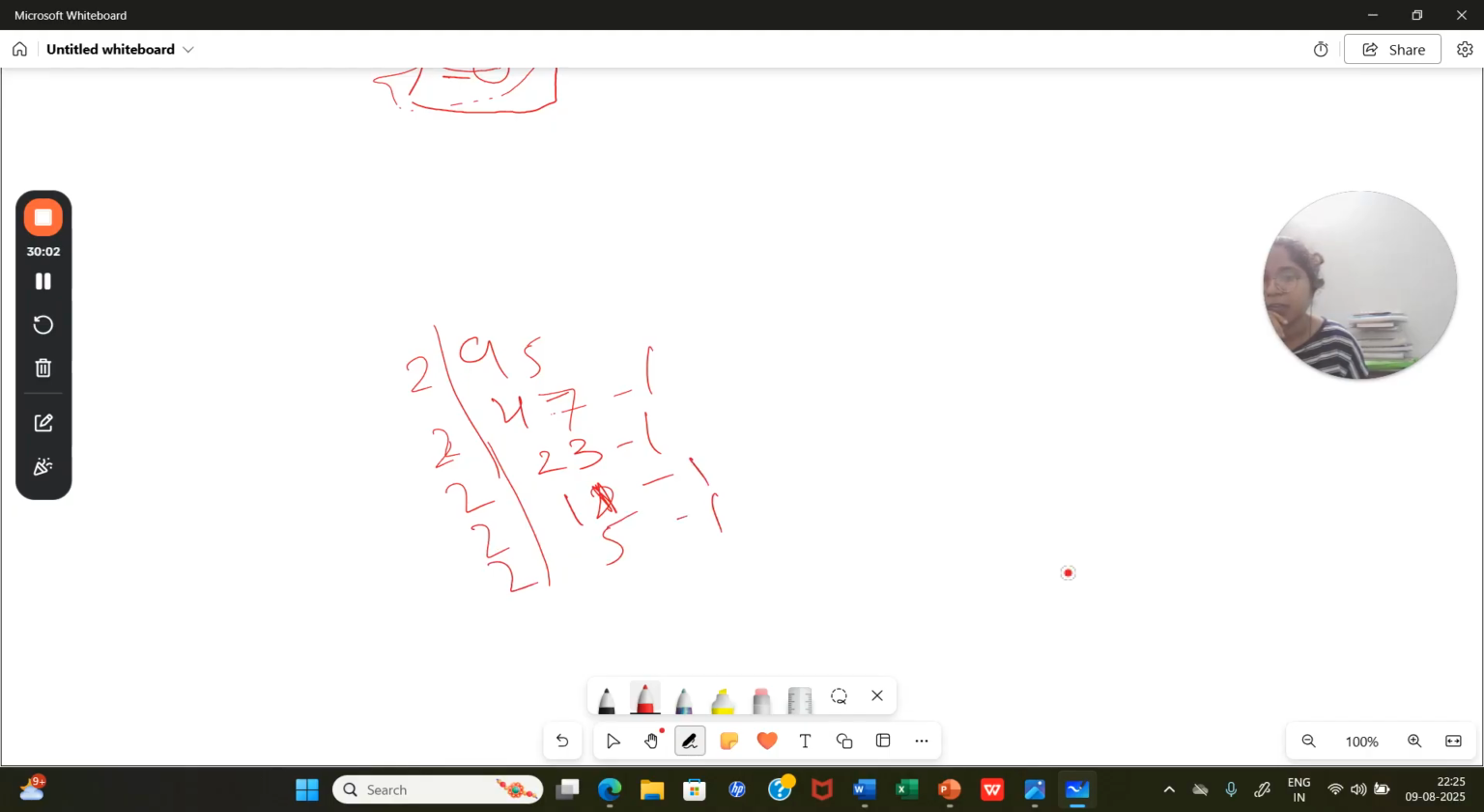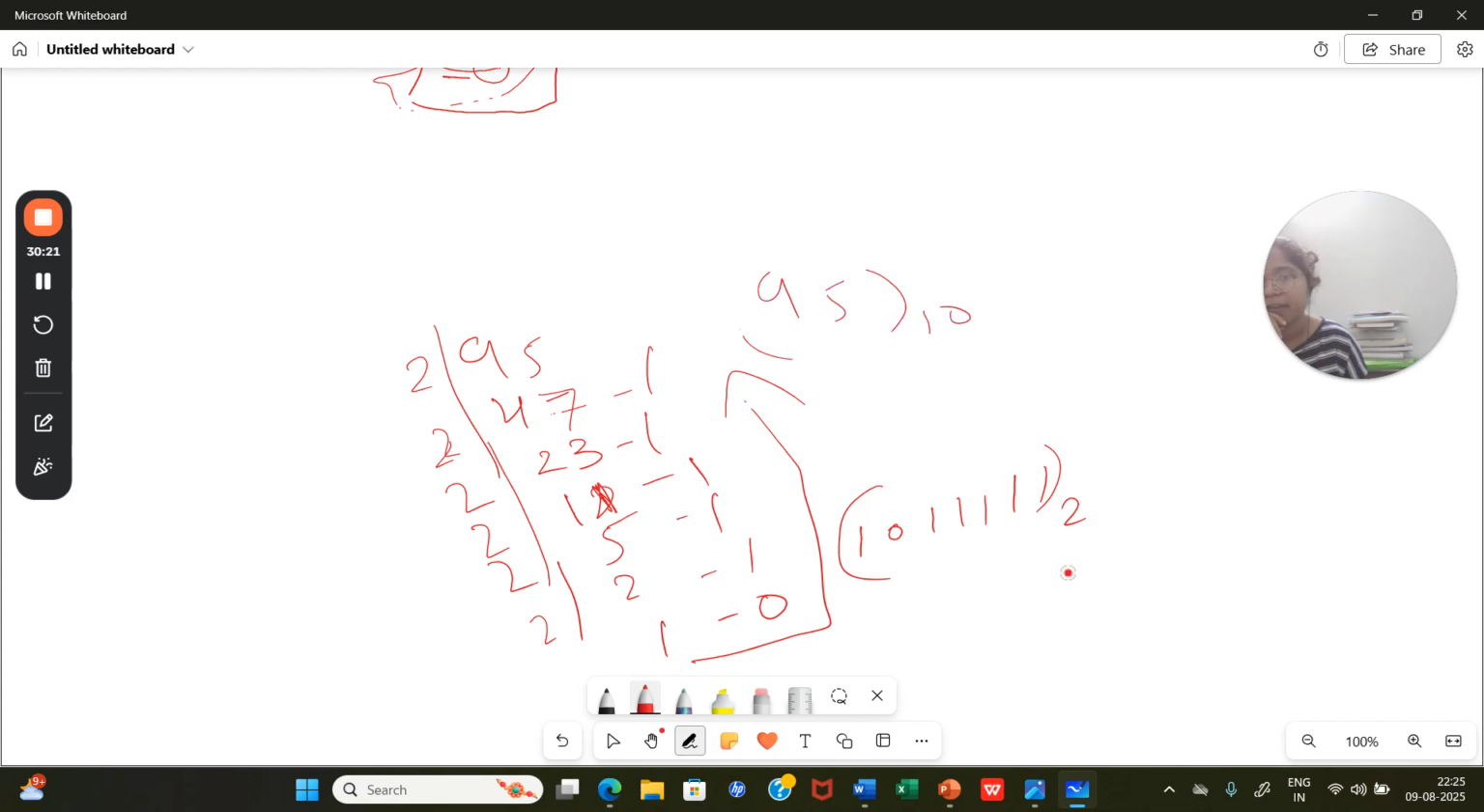1 is left. 2 twos are 4, 1 is left here again. So take one more 2. 2 ones are 2, nothing is left. Make a group from here to here. The value is 1 0 1 1 1 1 1. This is the binary conversion of the decimal number 95.